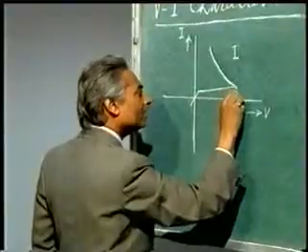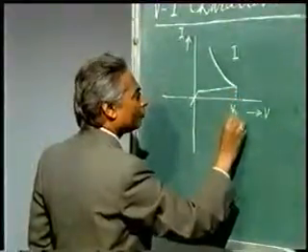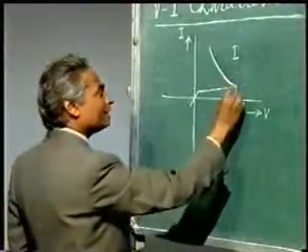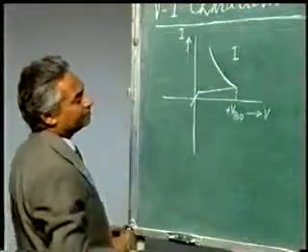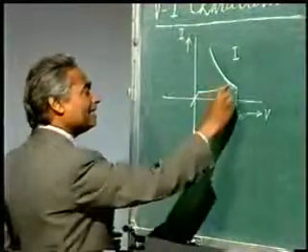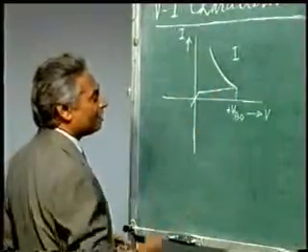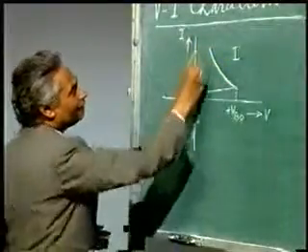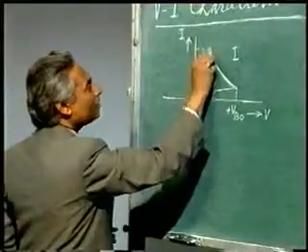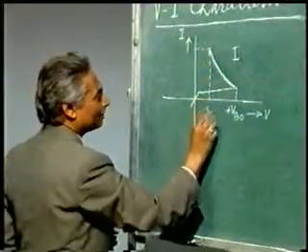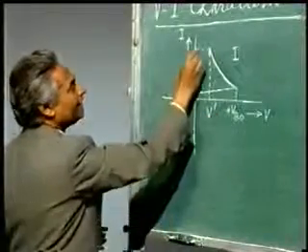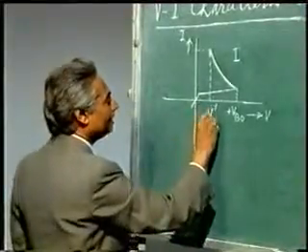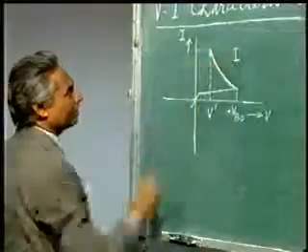but at this point, which is known as VBO, of course plus VBO, the breakover voltage, suddenly there is a shoot of current. That means there is an inrush of current, and we say that the device has triggered at this point and the conduction has taken place. The current starts flowing, but correspondingly the voltage at this point, say V dash, is very, very small. The current here is very high, but the voltage at this point is very small, denoted by V dash. This is the first quadrant characteristic of the diode.